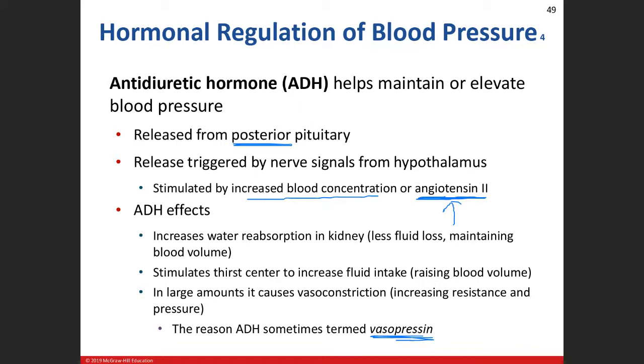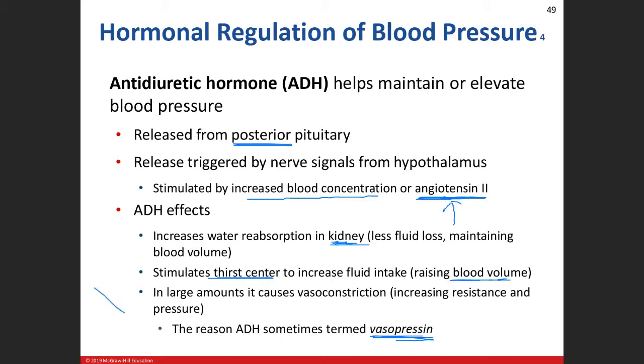Regardless, ADH is now going to affect the kidney even more. It is going to prevent urine formation from occurring, so you'll pee less. So now we have another hormone working on the kidney. It also is going to stimulate our thirst center. We've seen that before. Aldosterone did the same thing. Angiotensin II did the same thing. So we're going to increase our blood volume here.